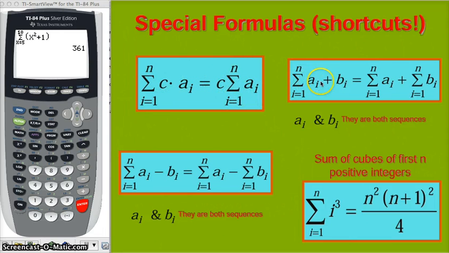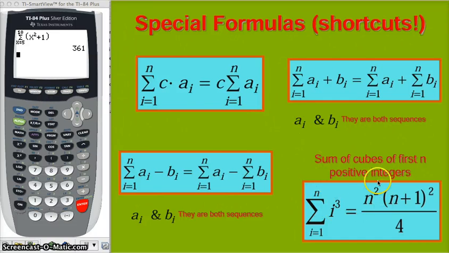Also, if you have two sequences added together and you're taking the sum of those, it's the same as the sum of the first sequence plus the sum of the second sequence. Same thing if you have subtraction, it's the sum of the first sequence minus the sum of the second sequence. Okay, and then there's also some rules that we have in reference to if they give you specific terms.